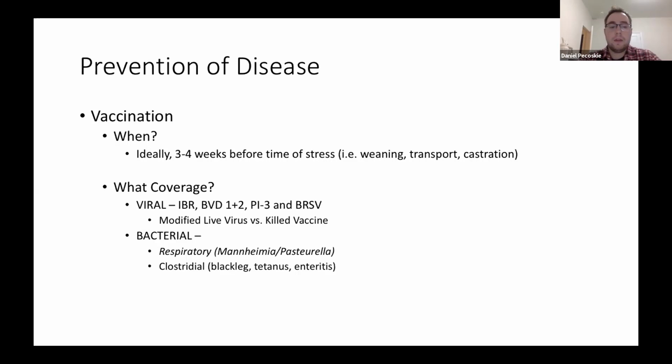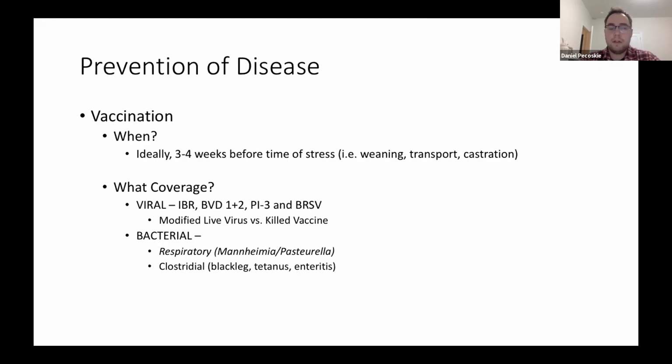And then for bacterial coverage, oftentimes those 5-way viral vaccines will come with an extra component called a bacterin. Those bacterins will give protection against Mannheimia and Pasteurella, basically by exposing the calves to a non-virulent form of the bacteria to allow them to mount an immune response. And usually when responding to a vaccine, they will be a little bit dull and depressed for a day or two and then bounce back after that. And then also under that bacterial component, we're looking at clostridial vaccines.